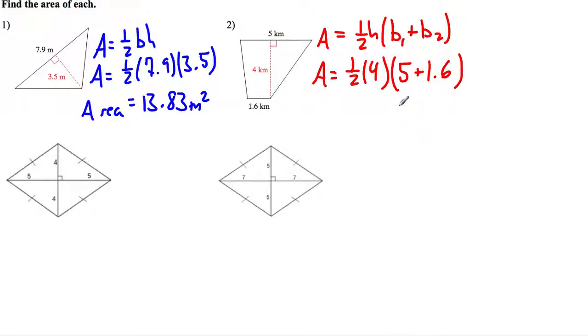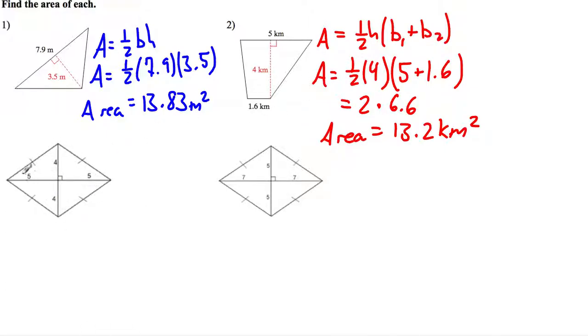And if we multiply that, we can multiply these in different orders. I'm going to show you that, break this apart and say, all right, 1/2 of 4 is 2, and 5 plus 1.6 is 6.6. So if we multiply these together, we get that the area is equal to 13.2 kilometers squared. Again, area has that square unit. So here you can see not that bad. It may seem a little bit annoying to try and remember this formula, but once you have that down, it's really easy.